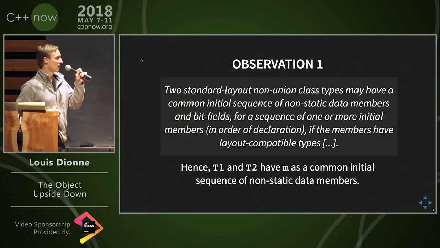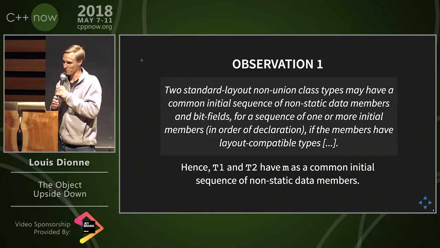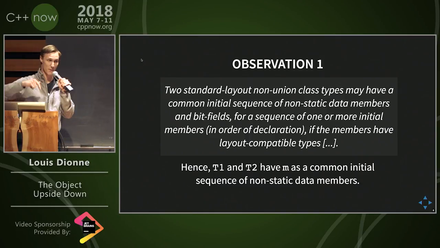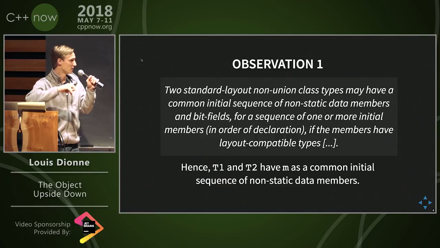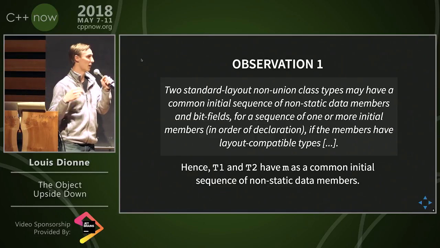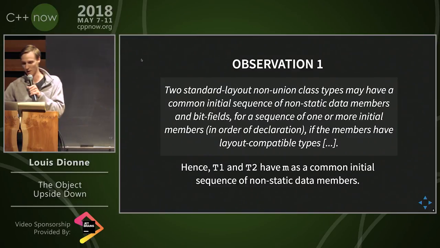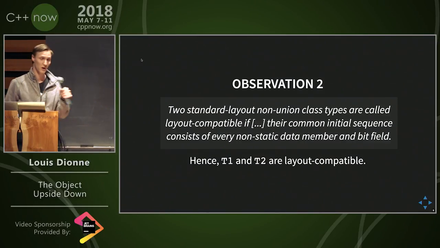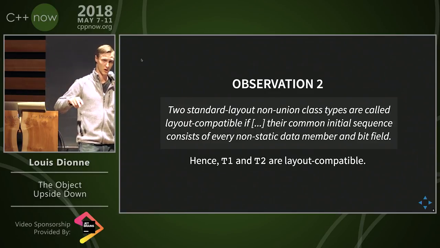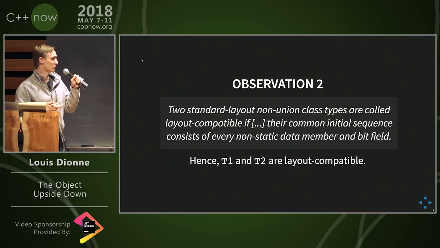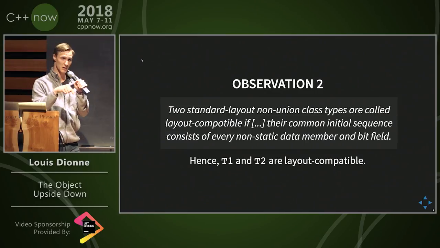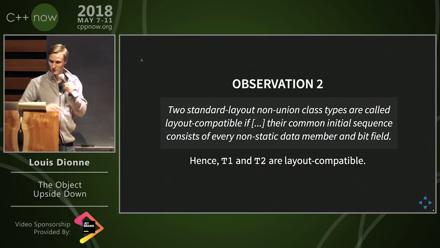So we have two observations. First one is that T1 and T2 have M, the char M, as a part of their common initial sequence, because they are standard layout, non-union class types, and the members M, because both of them have the same type, both chars, are obviously layout compatible. Therefore, by the quote, M is part of their common initial sequence. Furthermore, T1 and T2 themselves are layout compatible because they are standard layout, non-union class types, and their common initial sequence, which is M, is the set of all their members. So by this quote, they're also layout compatible.